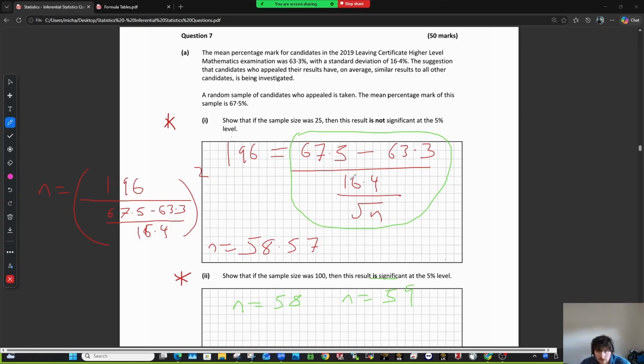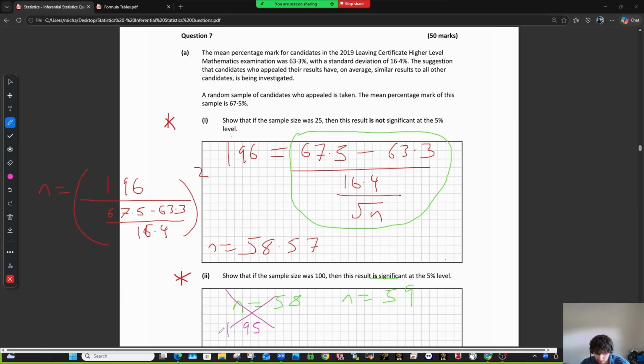So let's put the 58 in there. Takes a little second, this 63.3 over 16.4 over root 58. And when you put root 58 in there, you get 1.5, which is not going to be good enough, okay? That's not going to work.